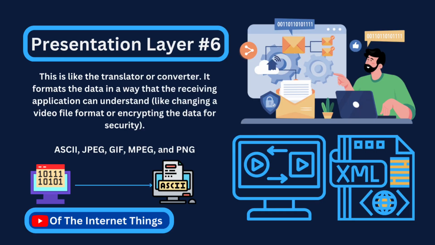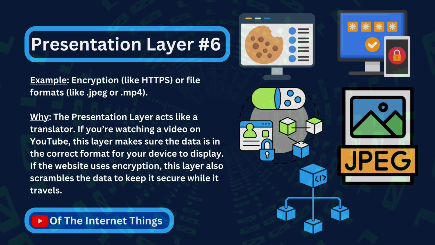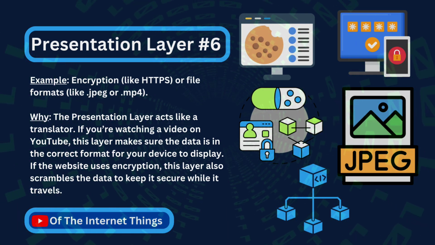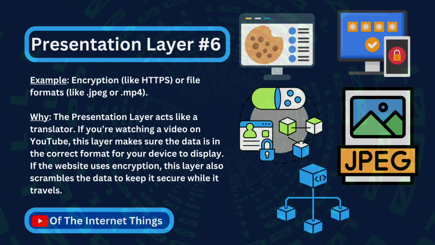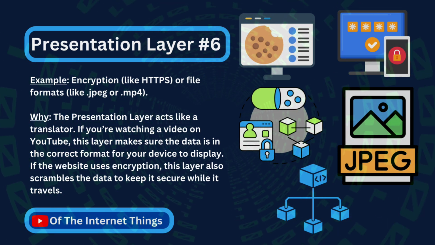6. Presentation layer. This layer is your translator. It ensures data is in a readable format, handles encryption, and makes sure it's properly displayed to you. Example, watching a video? The presentation layer makes sure the MPEG format streams smoothly. Using HTTPS, it's also encrypting your data for security.